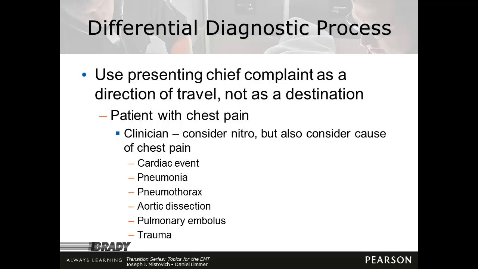An EMT working from a clinician's perspective would consider other possible causes for chest pain. She might consider the patient's use of the word tearing as a possible indicator of a non-cardiac event, such as an aortic dissection. She will carefully consider supporting information before making a treatment decision, and think about options other than simply a cardiac event, such as pneumonia, pneumothorax, aortic dissection, pulmonary embolus, or trauma.